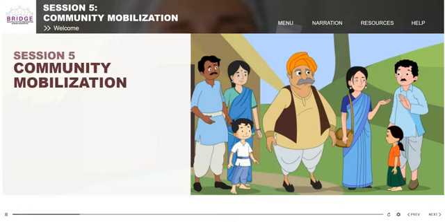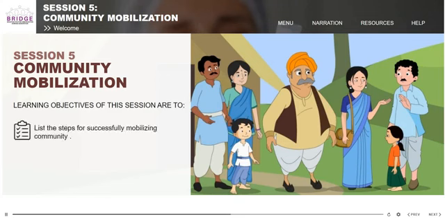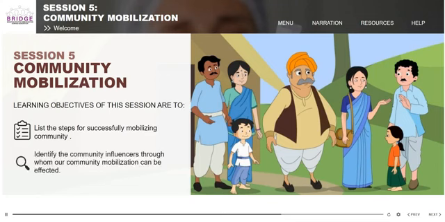In this session, which is the third in the series of communication approaches, we are going to discuss the process of community mobilization. The objectives of this session are: 1. Listing the steps for successfully mobilizing community. 2. Identifying the community influencers through whom our community mobilization can be effected.